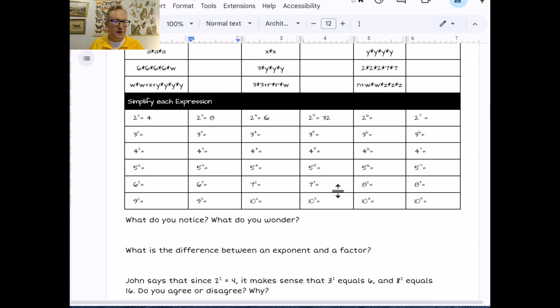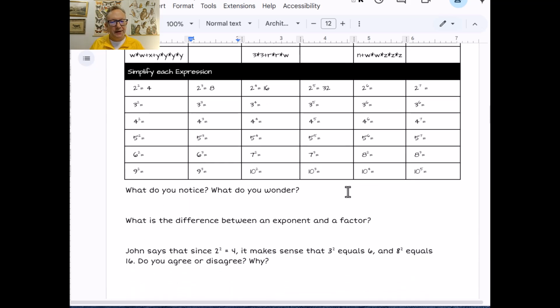Next, we want them to simplify. And most of these should be able to be done without a calculator. And whether or not you use a calculator with these with your students, that's up to you.